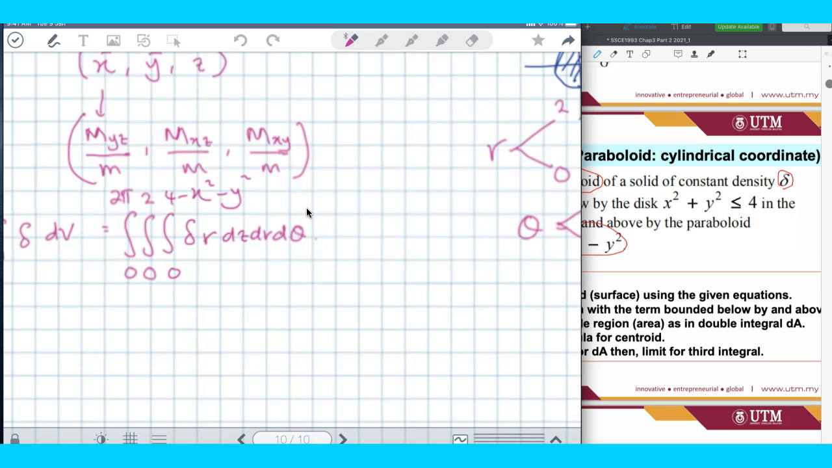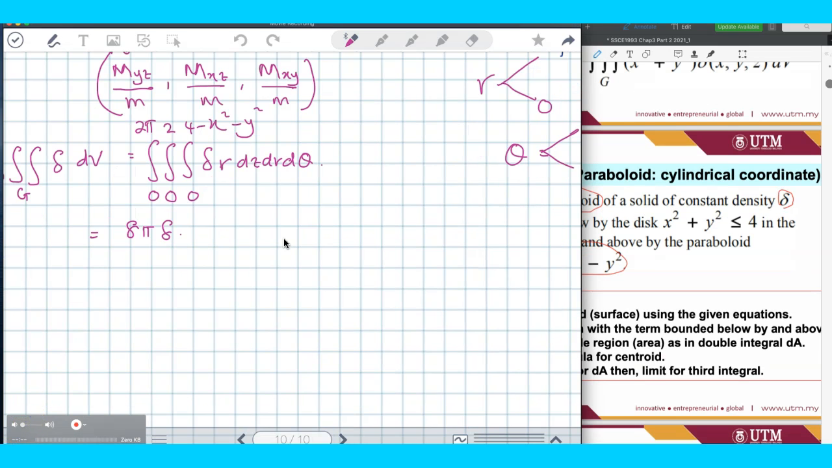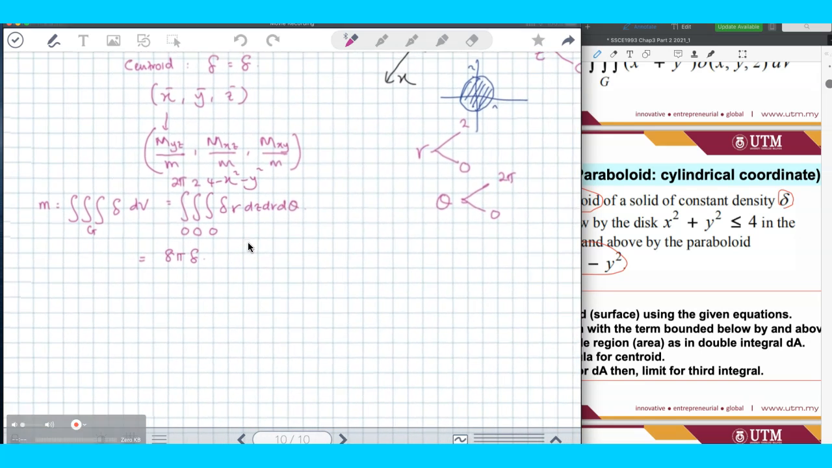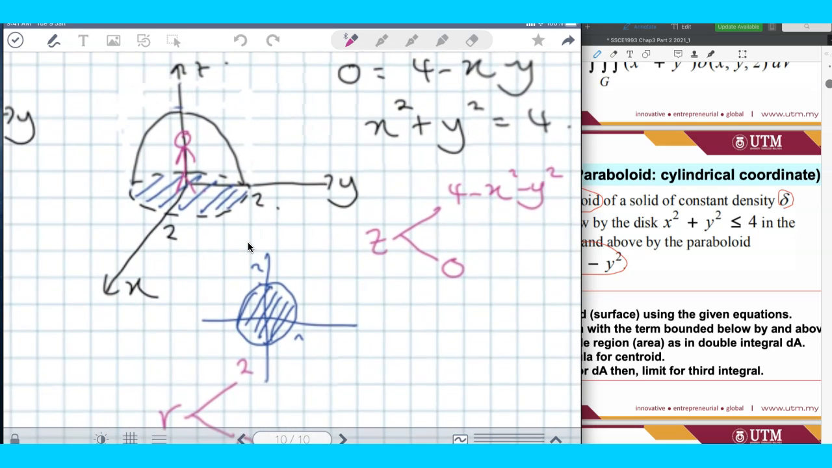Then we can evaluate the triple integral to get the mass. That is for your own exercise; I don't want to show you every single step of the triple integral. I just give you the final answer: the mass of the solid is 8 pi delta.